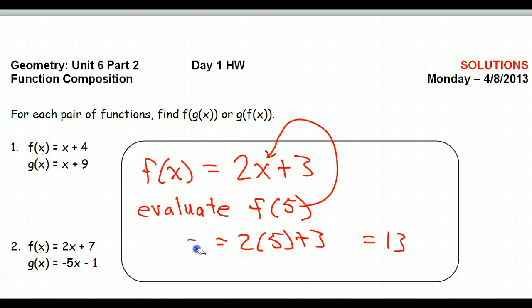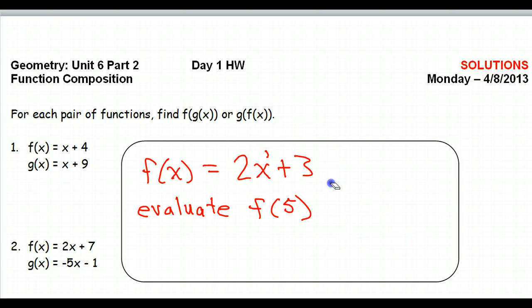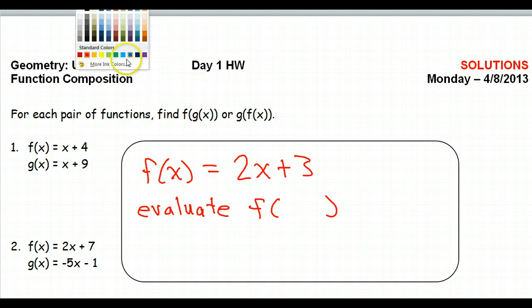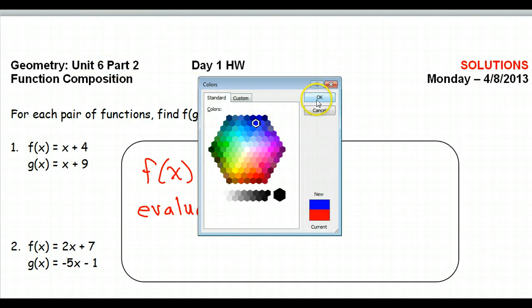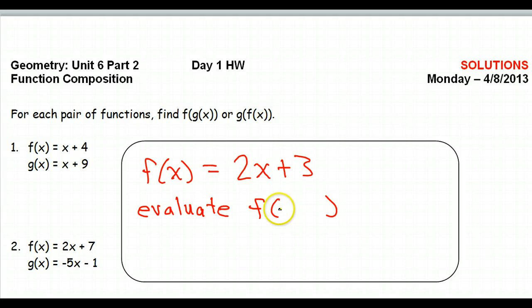But what we're going to do now is, instead of substituting in a number, we're going to substitute in another function. So instead of there being a 5 here, there'll be another function in here like function g. And we'll be expected to take this function g and substitute it in for x instead of the number. And I'm going to show you exactly how that will work.